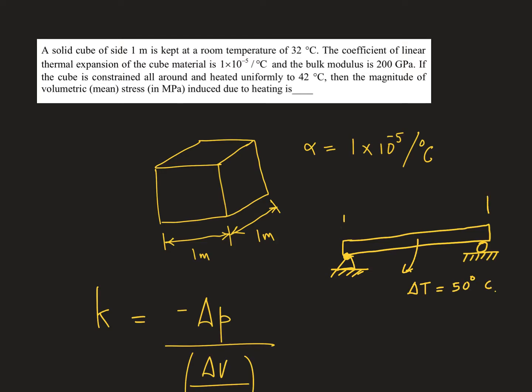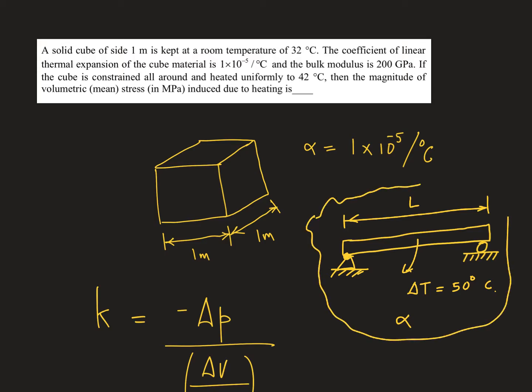Let's say the length of the system is capital L, then alpha is my coefficient of linear thermal expansion. Coefficient of linear thermal expansion is alpha. What happens? The answer is it won't cause any stress. Why? Because we are not limiting or we are not obstructing the deformation of the system.